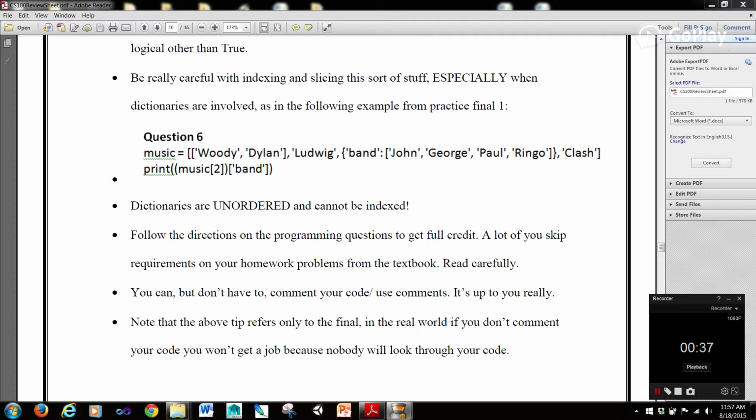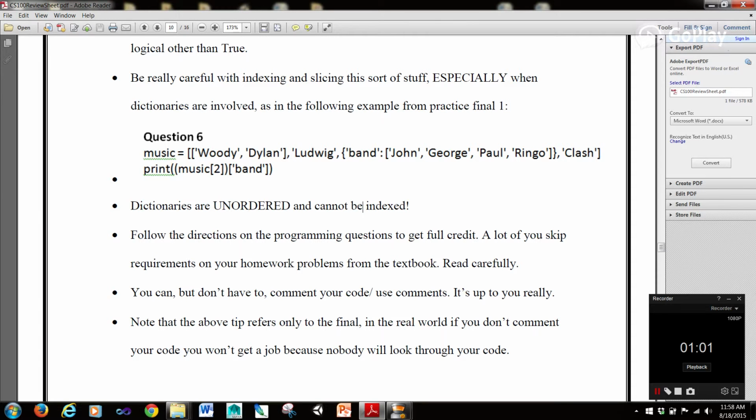And I'll let you just see why you'd have to be careful with index slicing. It's very obvious here how lists and dictionaries can get very complex, especially when they're embedded within one another. Now, dictionaries are unordered and cannot be indexed. Again, we spoke of that. Follow the directions on the programming questions to get full credit.